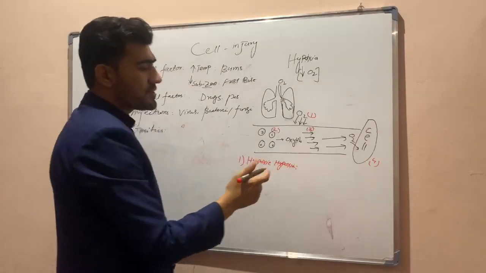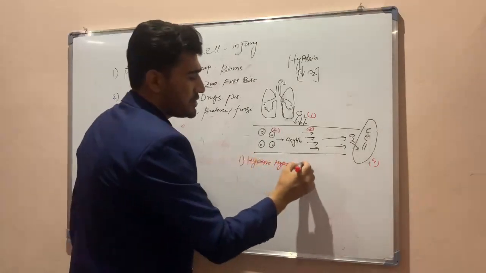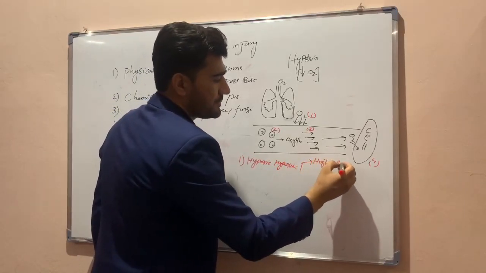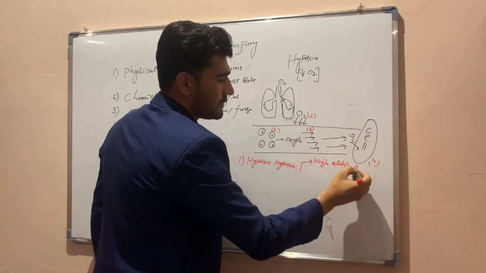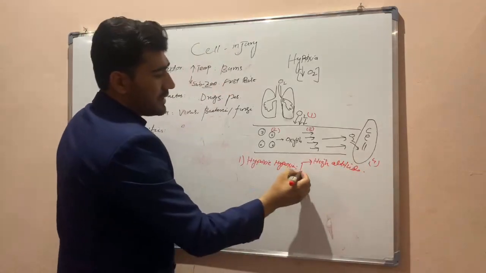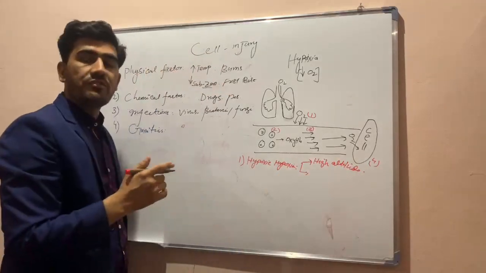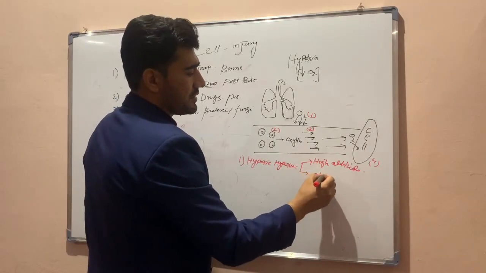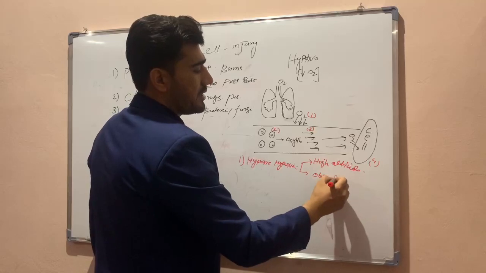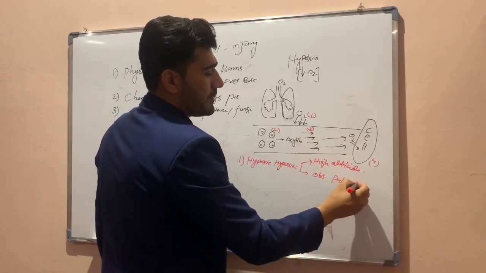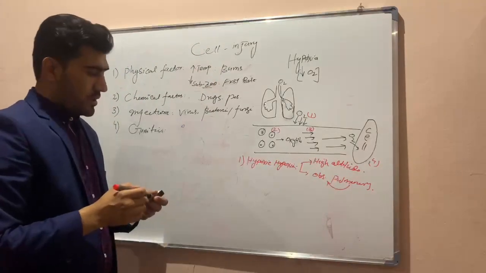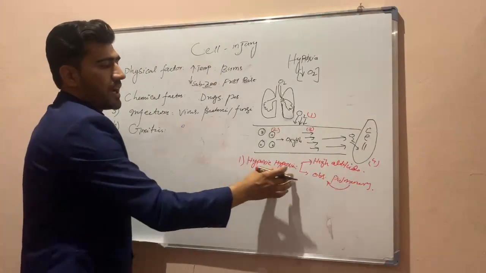So this hypoxic hypoxia occurs at high altitudes and in certain diseases of the lungs, for example obstructive lung disease and pulmonary lung disease. This is called hypoxic hypoxia.